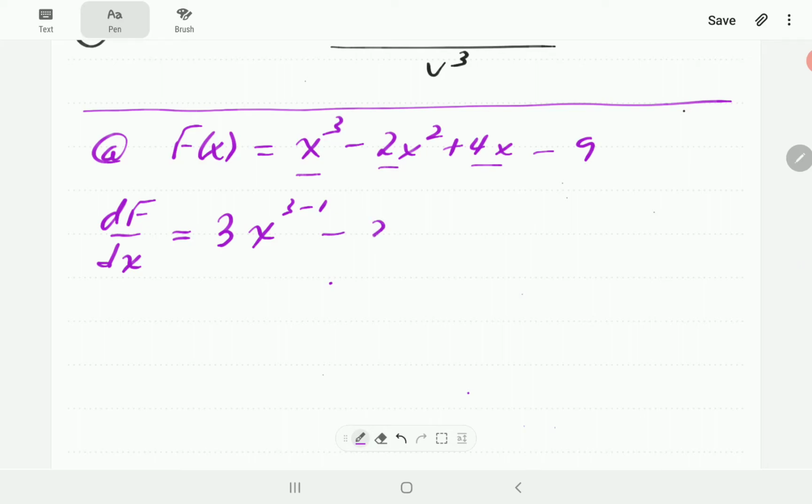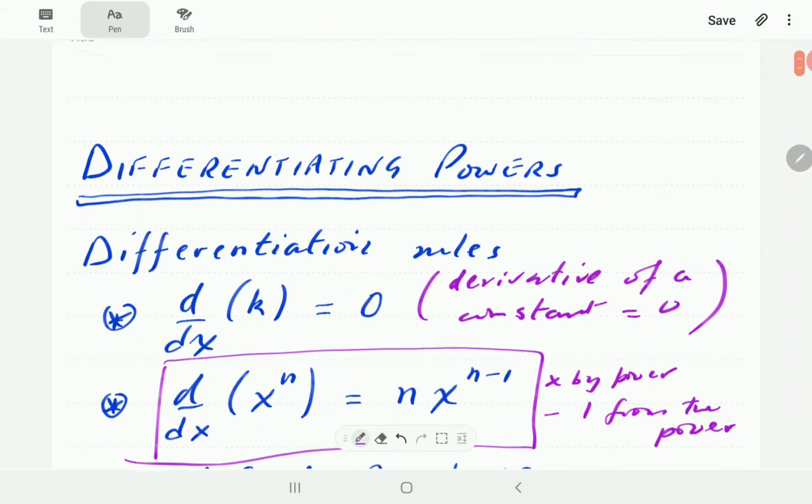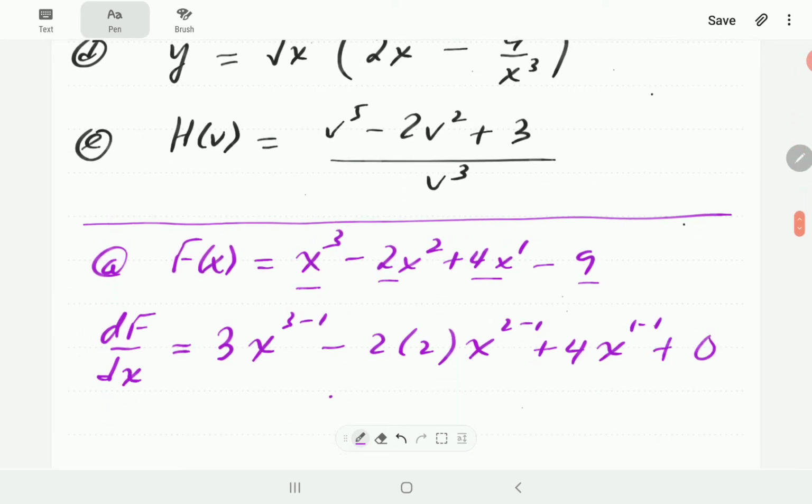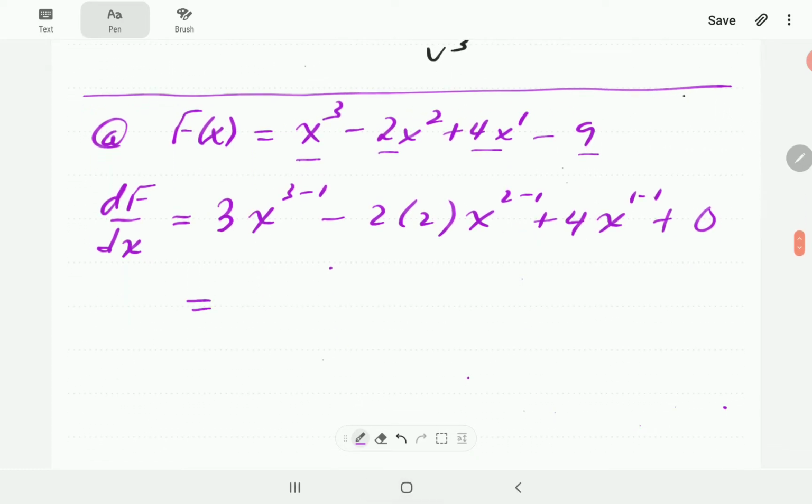And for the next term, again, we multiply by 2. Then we subtract 1 from the power. For the third term, the power is 1. So we multiply 4 by 1, and then we subtract 1 from the power. The last term is a constant. Derivative of a constant is 0. So that one is simply going to be plus 0. Then we tidy this up, so that is going to work out to 3x squared. This one is going to be 4x, and the last one is going to be 4. And that is the derivative of our function.